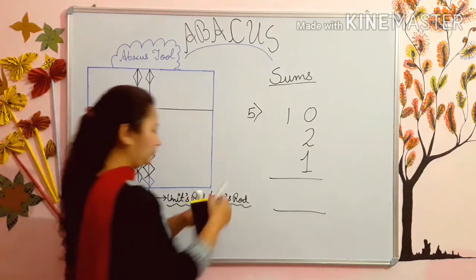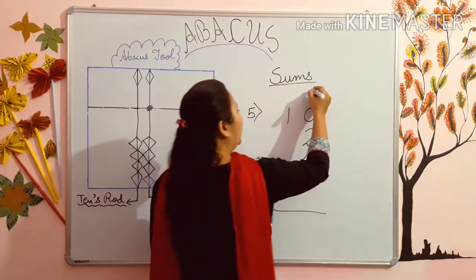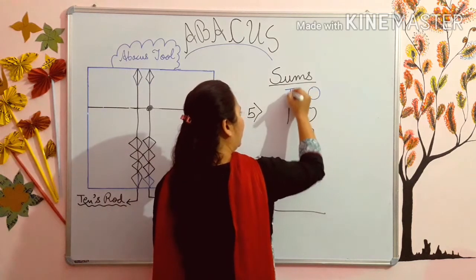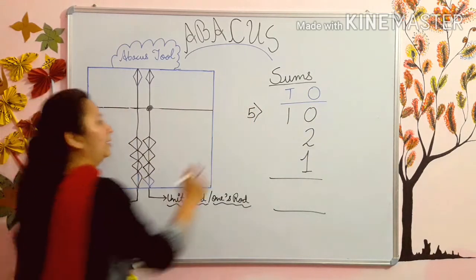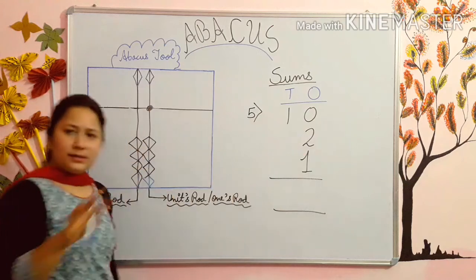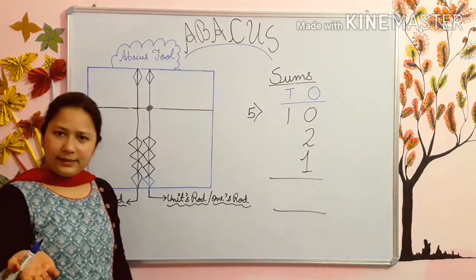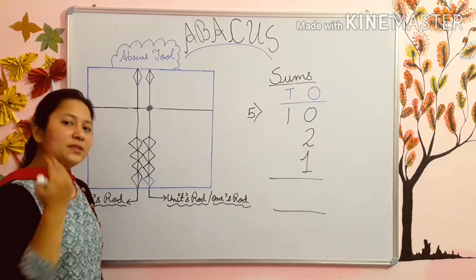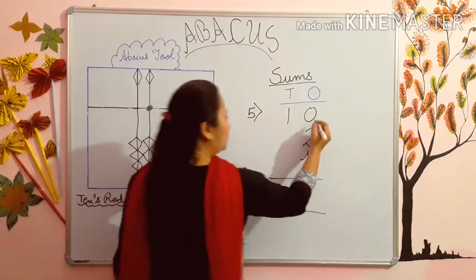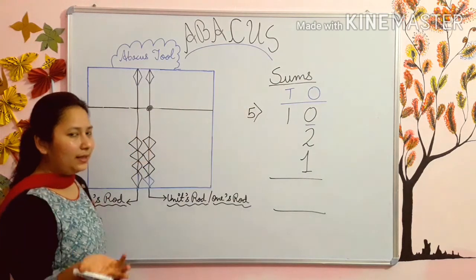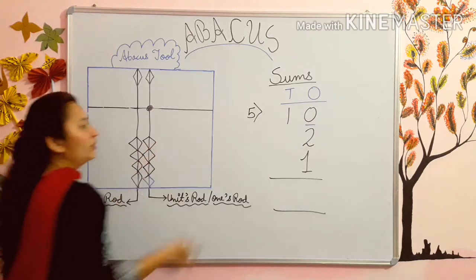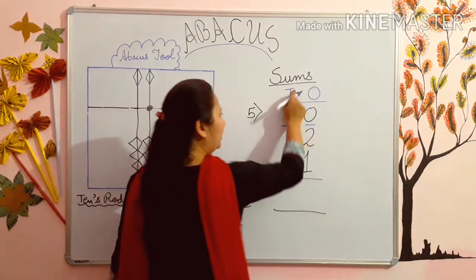Now, this will go in ones rod, this will go in tens rod. Just remember it. Now, kids, I think you are getting this. Now we will do the sums firstly. First of all, the 0 will go in ones rod. 0 means nothing, so nothing we will do. Now, this 1 will go in tens rod.